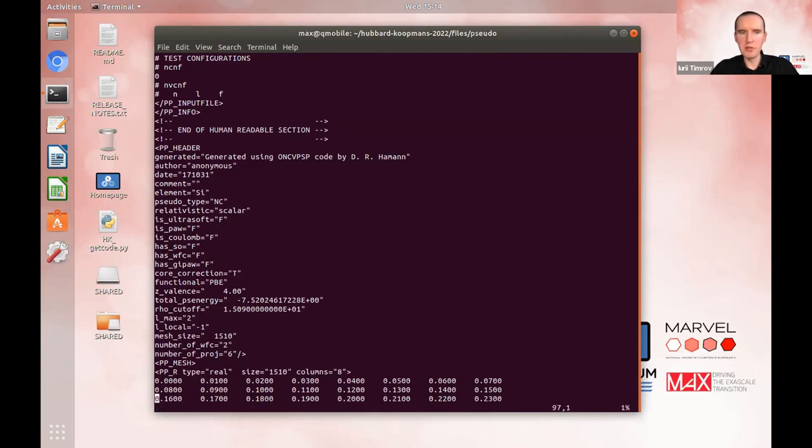We need it for DFT plus U, by the way. So if you want to use pseudo-dojo, you need atomic orbitals. If you don't have them, it will not work. So yeah, one has to check.